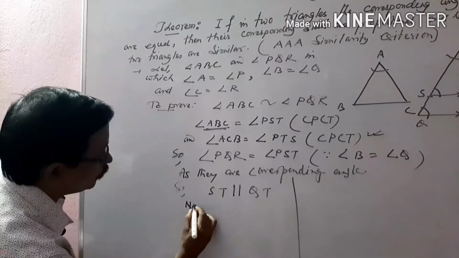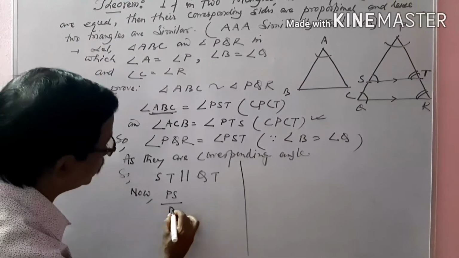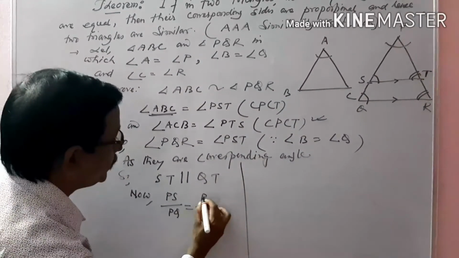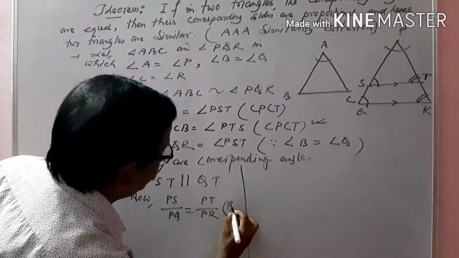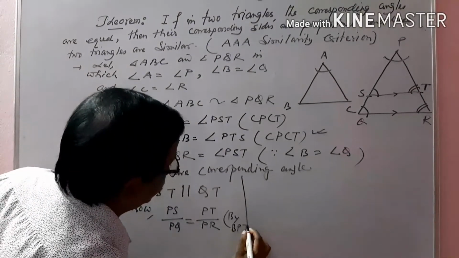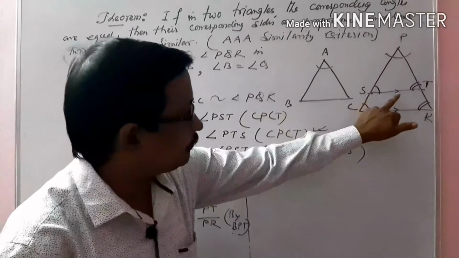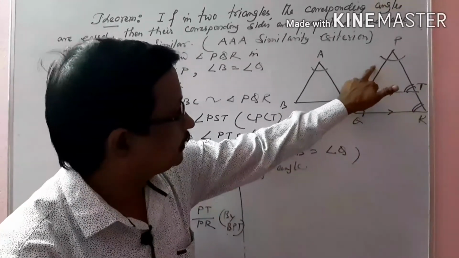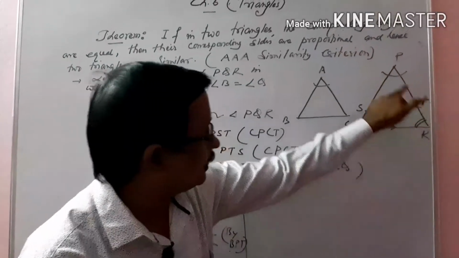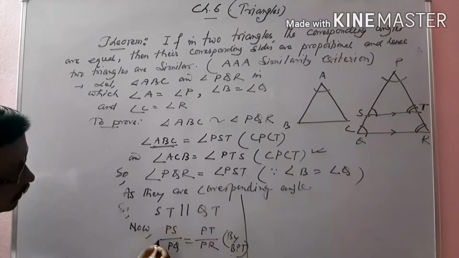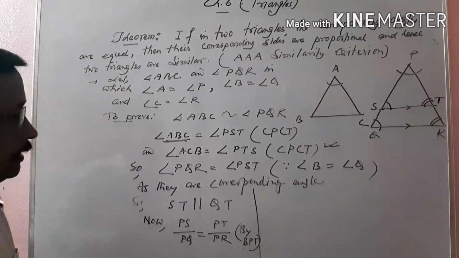Now we can write there PS by PQ equal to PT by PR, by BPT theorem. By BPT, basic proportionality theorem I have shown. In case these two lines are parallel, we know that their parts are proportionally equal, PS by SQ and PT by TR. Even we can convert this one, PS by PQ and PT by PR. Same meaning.